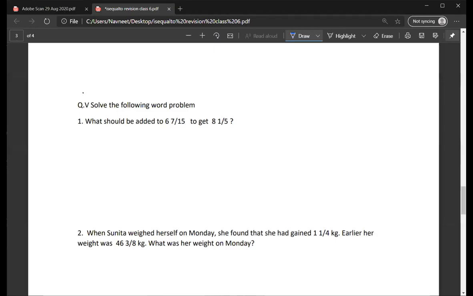Okay, Mr. Sarthak, we'll start the word problem first. What should be added to 6 7/15? What should be added to 6 7/15 to get 8 1/5? Mr. Sarthak, how should I do it?